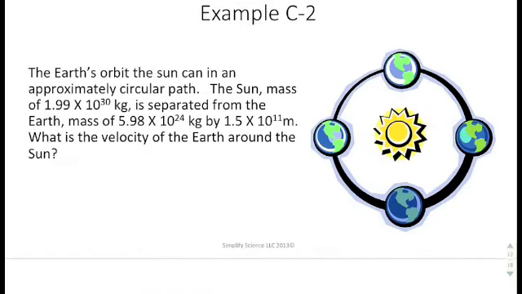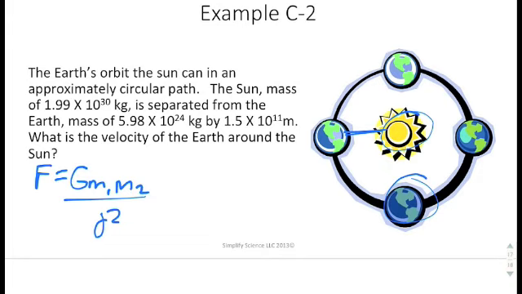Okay, here's another example of using two formulas, or three formulas in this case. You have the mass of the sun, you have the mass of Earth, and you have the distance between them. And it says it can be approximated as circular motion. So now you can go ahead and figure out what the velocity of the Earth is around the sun by using F equals G m1 m2 over d squared.